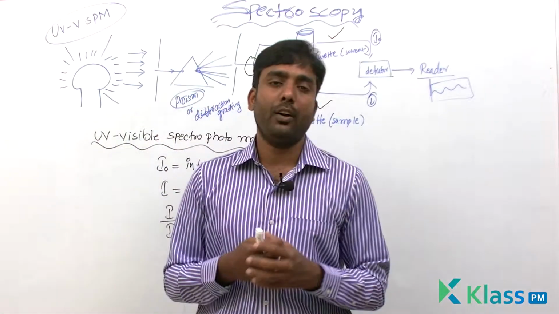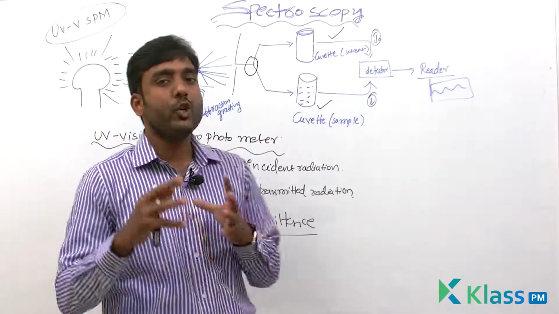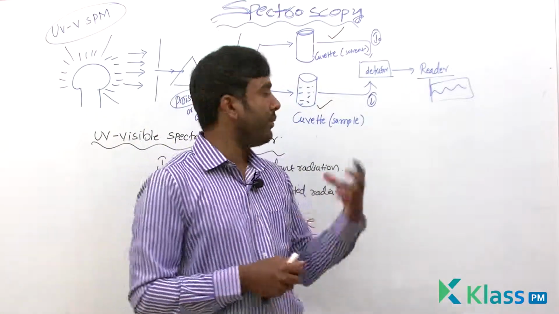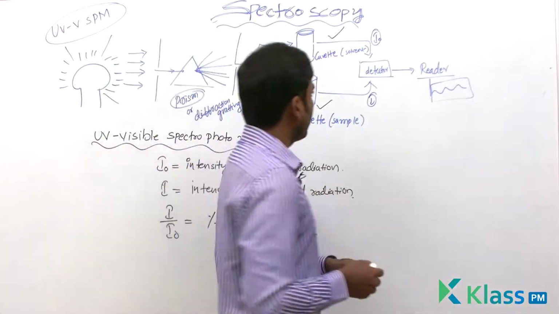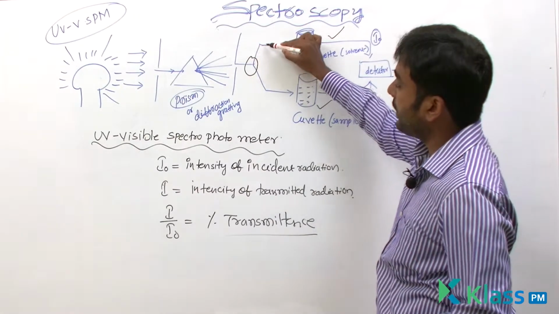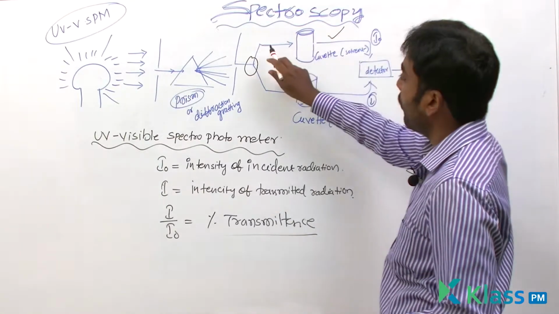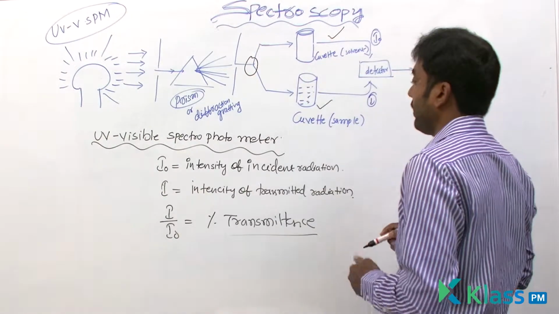So we have to use cuvettes made of quartz for the UV range. For the normal visible region, we can use normal glass material as the cuvette. Next, the splitting of the monochromatic radiation happens: one beam is passing through this cuvette, and another is passing through this cuvette.